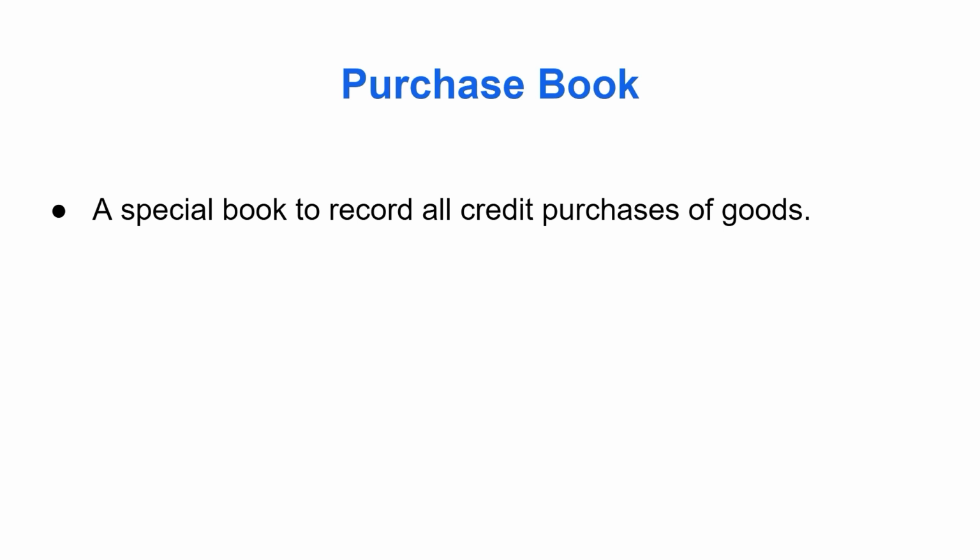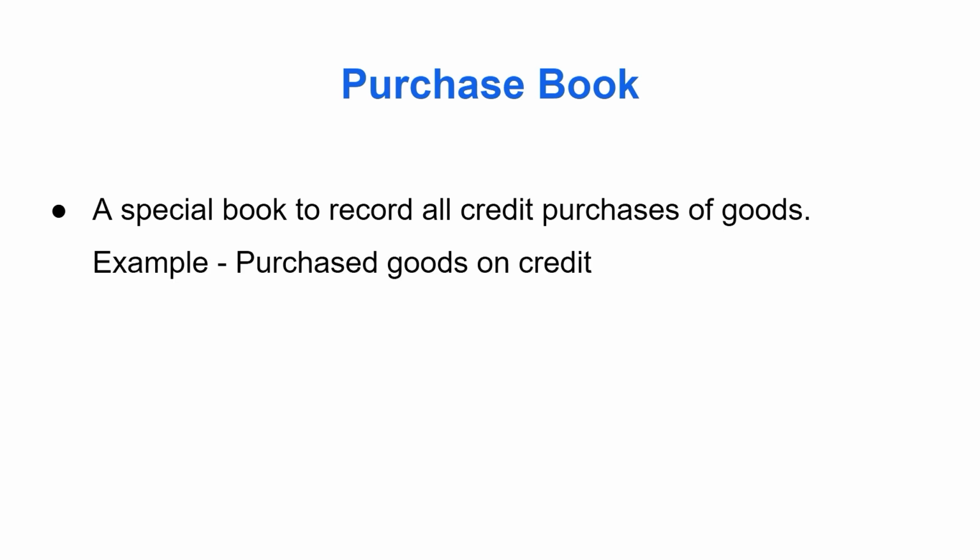Remember, we record only credit purchases here, and cash purchases we record in the cash book. If you buy assets like furniture or machinery, it is also not recorded here because it is not goods. Only those transactions are recorded that we purchase for sale. Example, purchased goods on credit.